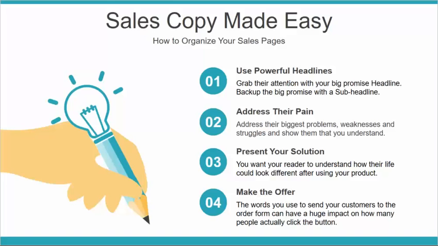So, sales copy made easy. How to organize your sales pages. All right, so the number one rule is to use powerful headlines. Grab the visitor's attention with your big promise headline, telling them specifically what you're promising to teach them. Back up your big promise with a quick explanation called a subheadline. So you'll have your headline, which is a big promise, and then your subheadline that backs up the big promise with a short explanation. Number two, address their frustration or pain point.